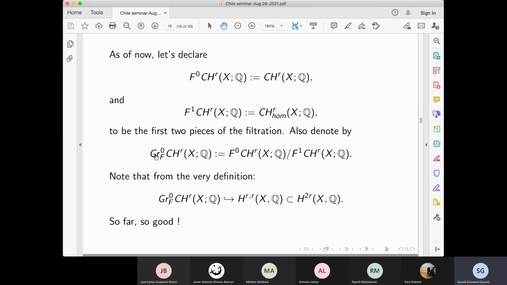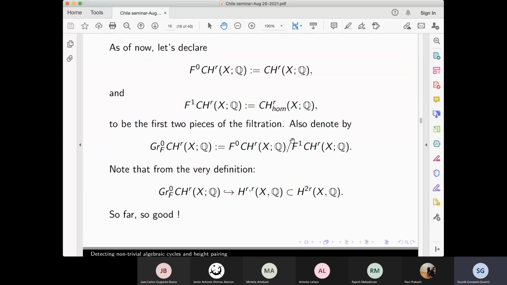And again, a notation, so we call the quotient by this notation. So these are the graded pieces of the filtration. Now, notice that through the cycle class map, the Gr^0 piece of the filtration injects inside the rational cohomology group, right? Because you have the cycle class map, which goes to H_R. The kernel of the cycle class map is precisely cycles which are homologous to 0. So Gr^0 injects inside H_R.